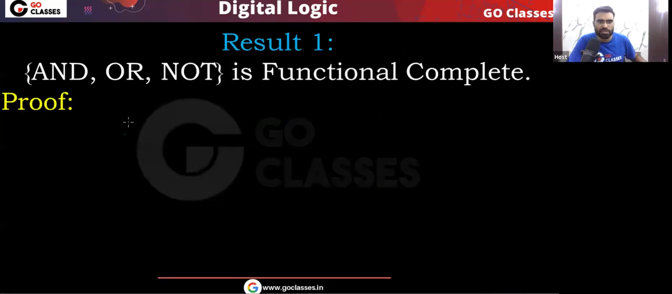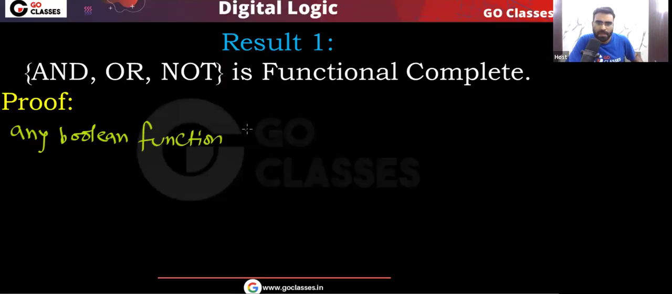So very simple. What is the proof? Let's see the proof that AND, OR, NOT is functionally complete. Let me tell you the proof. The proof is like this: if you have any Boolean function f, you take any Boolean function f, for that Boolean function we can create the truth table, right? Yes or no?